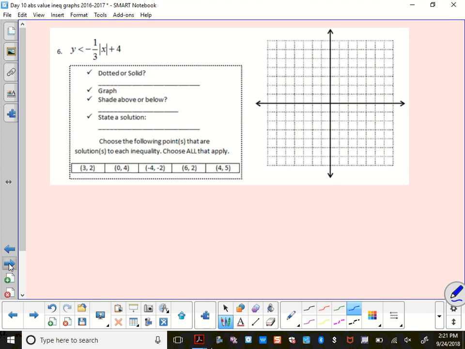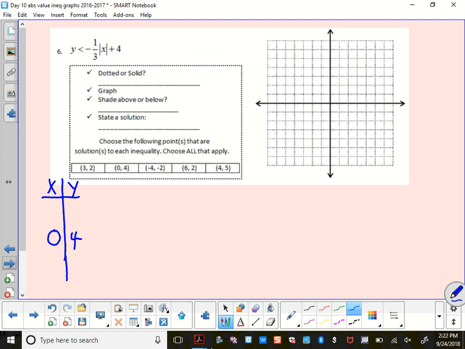Alright, so then we have number 6, and y equals. So I can go ahead and make my t-chart. What's my vertex going to be here? Is there anything inside this absolute value? No, so what's opposite of nothing? 0, it just stays 0. Alright, what about your last number? It stays the same, 4.